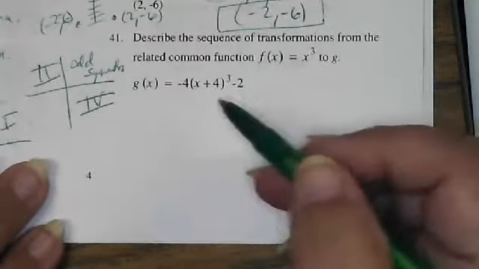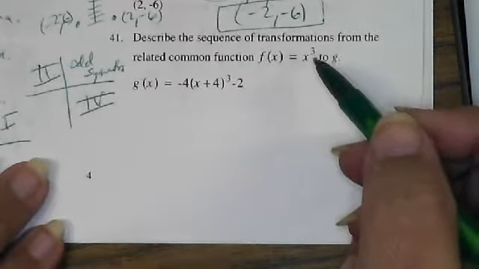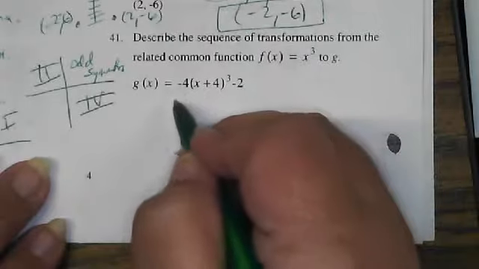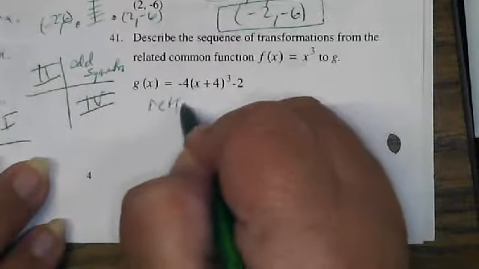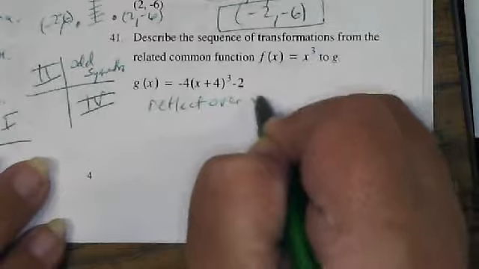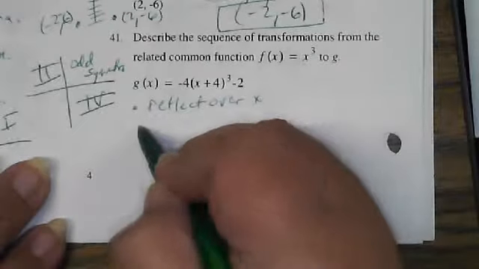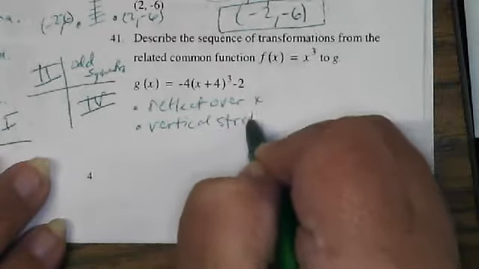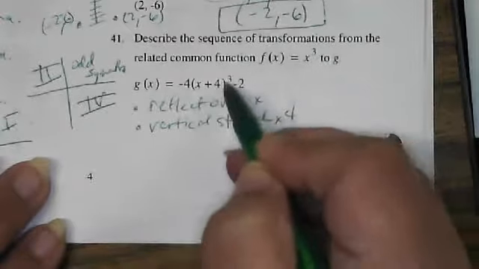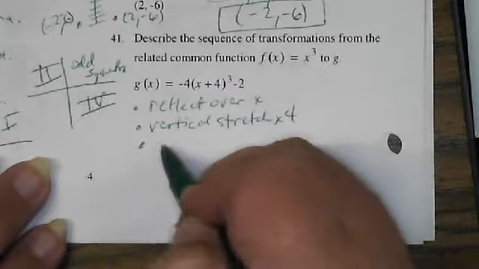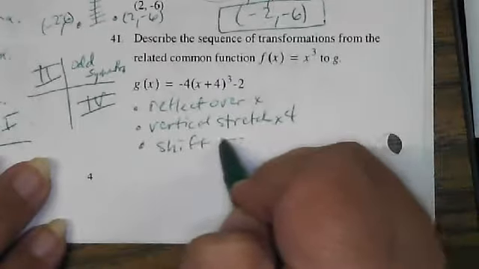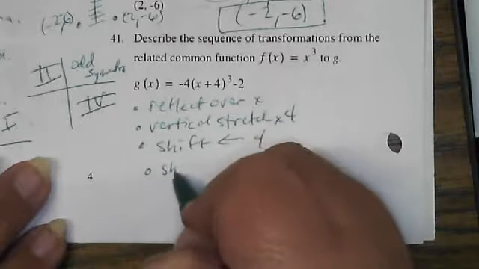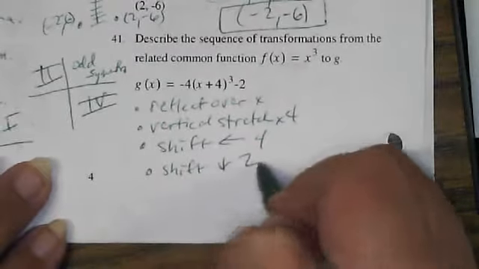Describe the sequence of transformations from the related common function. Notice that we're going from x cubed to all of this. So let's start here. First we reflect over the x. That's the negative. The 4 is a vertical stretch of 4. The plus 4 on the inside means that we're shifting to the left 4. And the minus 2 on the outside means we're shifting down 2.